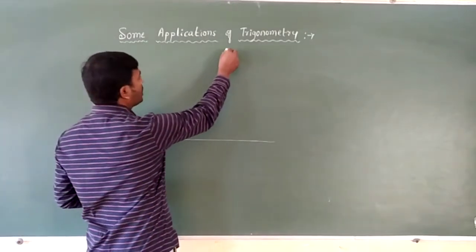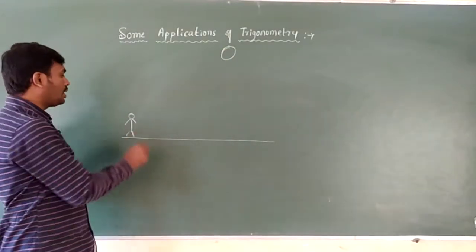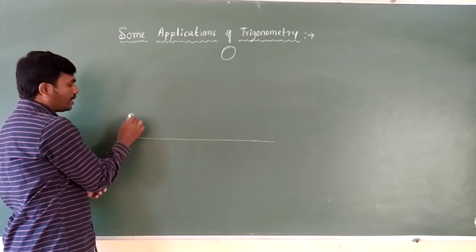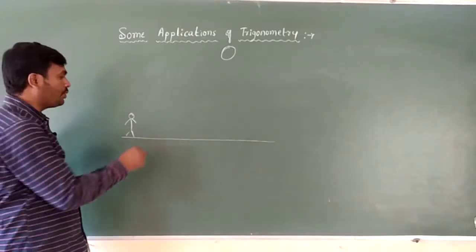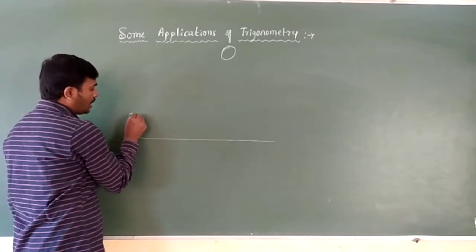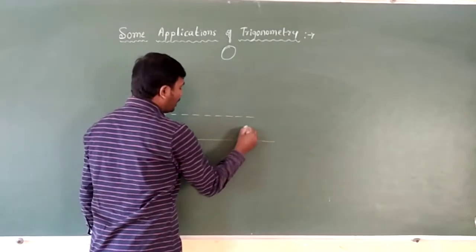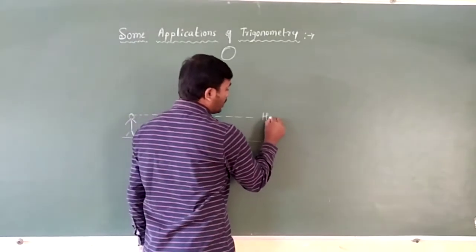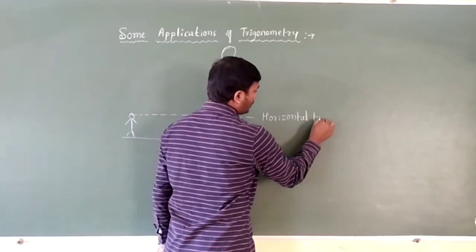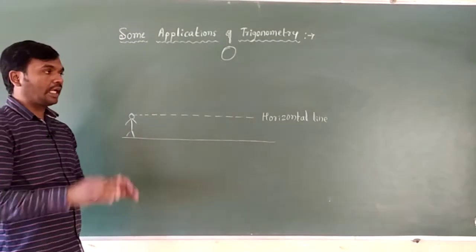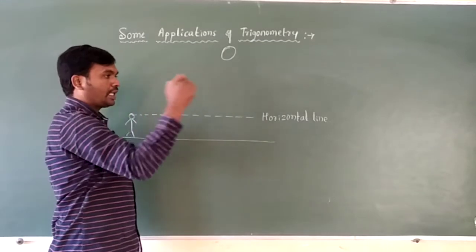He is observing an object in the sky. Let us consider it is the sun or anything else. If I draw a line which is parallel to the ground, then it is called a horizontal line. This line is called the horizontal line. It means he is observing straight.